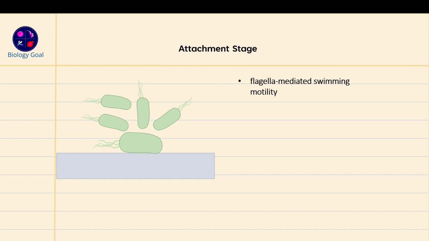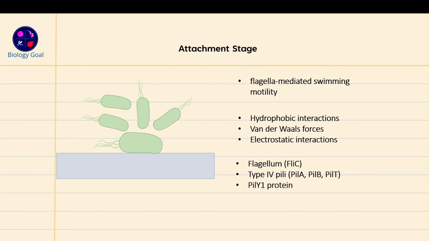Next one, the stage which we have already discussed is reversible attachment, and that involves interactions like hydrophobic interactions with the surface, van der Waals forces, and third one, electrostatic interactions. These are the three important interactions that are involved in reversible attachment. Okay. The next one is surface sensing mechanisms. So surface sensing will start from here, where we have already discussed that pili structures, as well as flagella, also play a very important role. You have flagellin protein of flagellum that enables swimming motility and initial contact with the surface.